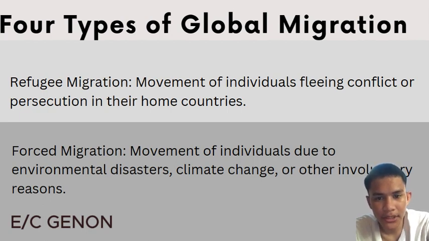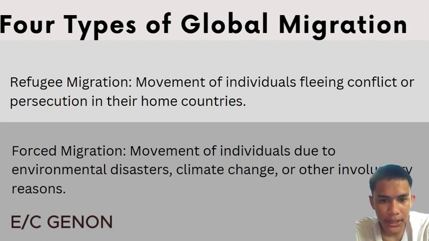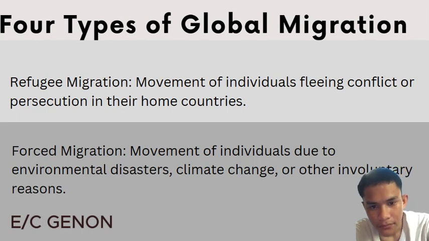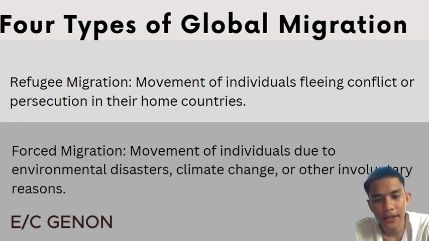So environmental disasters such as hurricanes, earthquakes, floods, and droughts can displace populations, leading to forced migration. Forced migration due to environmental factors often intersects with other drivers of displacement, including conflict and political instability. In some cases, environmental degradation can contribute to resource scarcity and competition, leading to tensions and conflicts that force people to flee their homes.